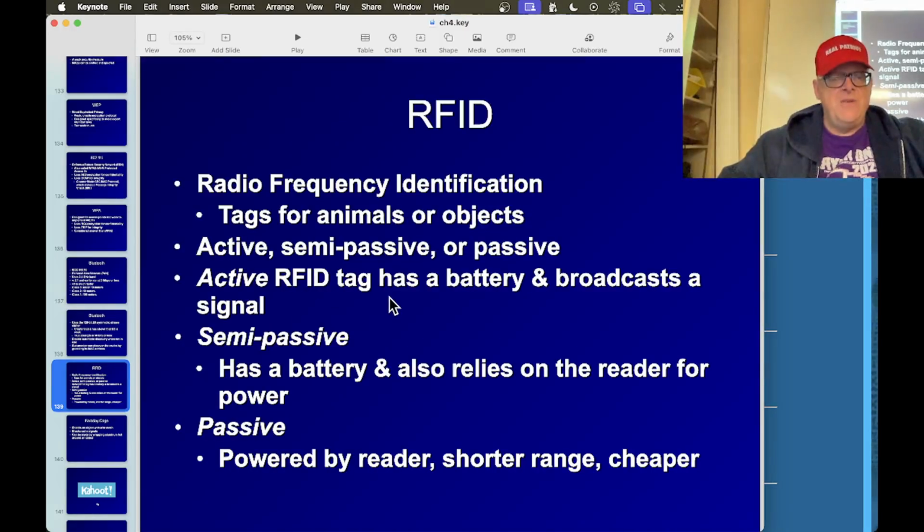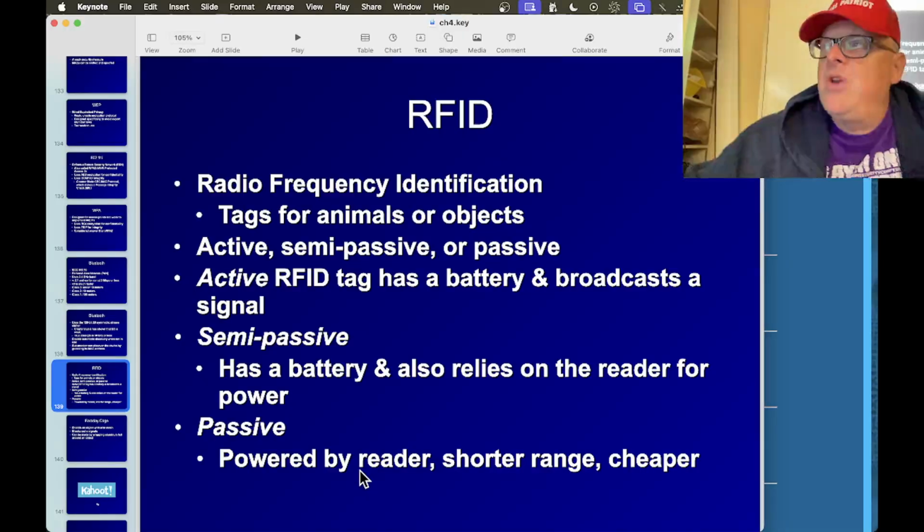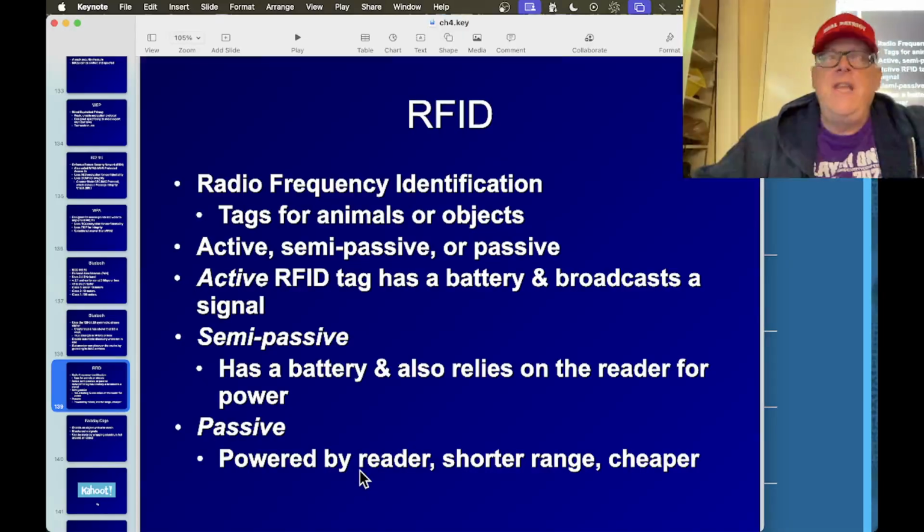The active tag has a battery. Semi-passive has a battery too, but the passive is the most common. No battery. It's powered by the reader. It has an antenna that picks up a signal from the reader, and that's enough to power the chip to do an exchange. And it's got a cryptographic element, it's not just memorized data like a mag strip, it does some kind of cryptographic calculation, so you can't easily clone one.